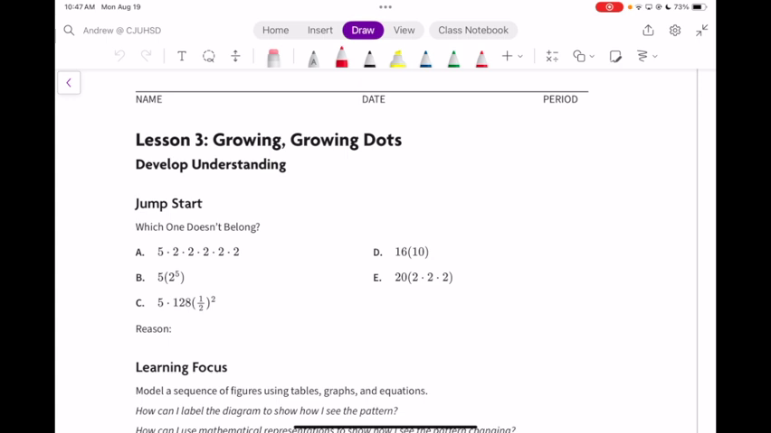B is the one that has 2 written with an exponent. C is the only one with a fraction. D is the only one without any exponents, and those are composite numbers, or the opposite of prime. And E is the only one with 4 factors, that is. So really, there's not one answer. It just depends on how you look at it.